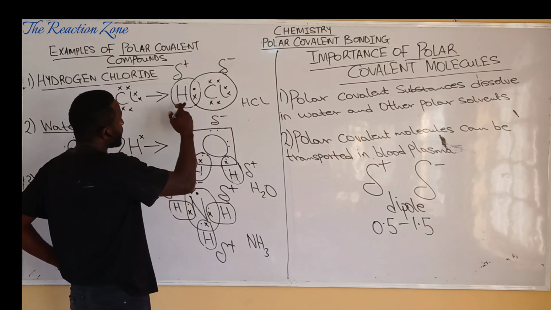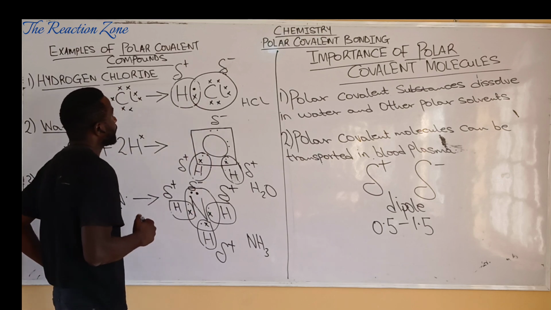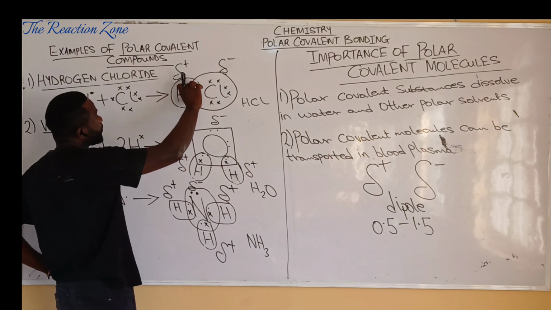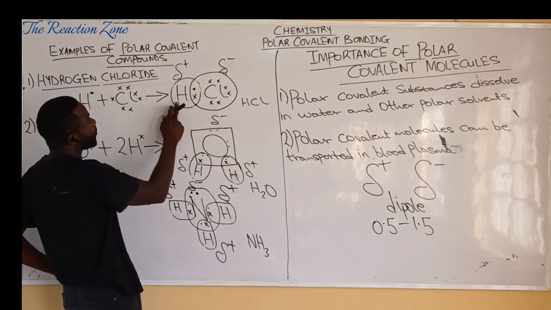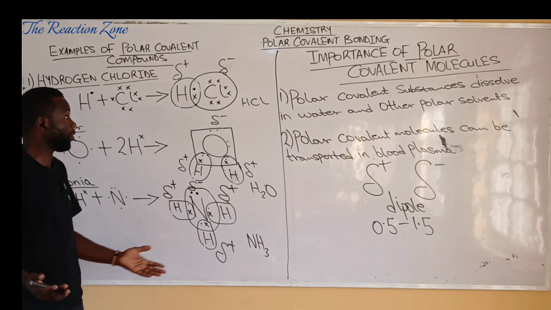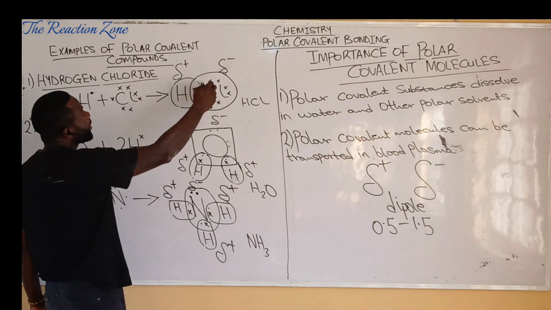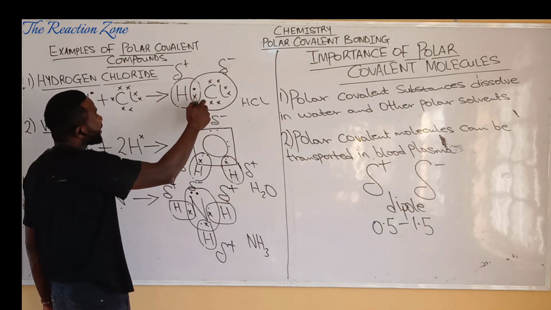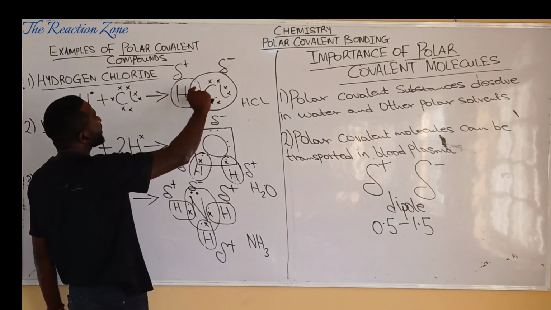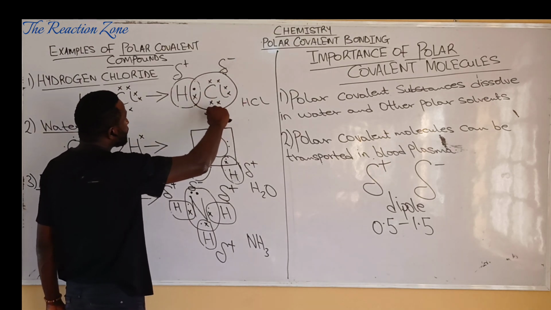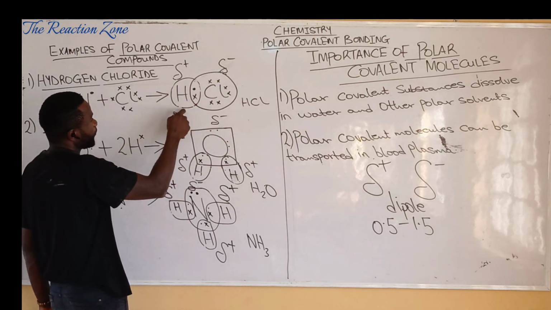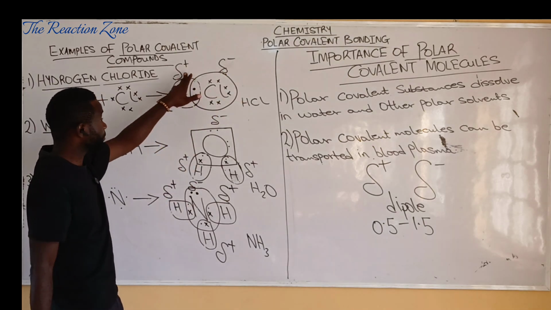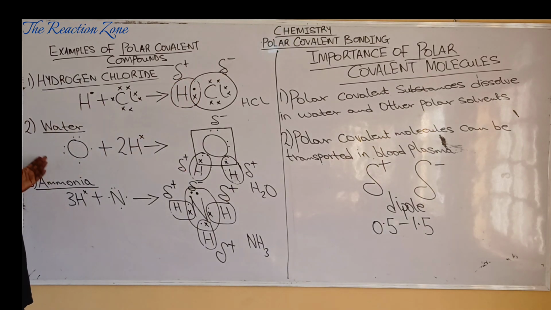And the structure of hydrogen chloride is what is shown here. The bonding electrons are not shared equally between the hydrogen atom and the chlorine atom. And the reason is simple. Chlorine has a greater electronegativity value than hydrogen. So the chlorine atom will attract this electron pair to itself more strongly than the hydrogen atom. As a result, the chlorine atom will have a partial negative charge and the hydrogen atom will have a partial positive charge.